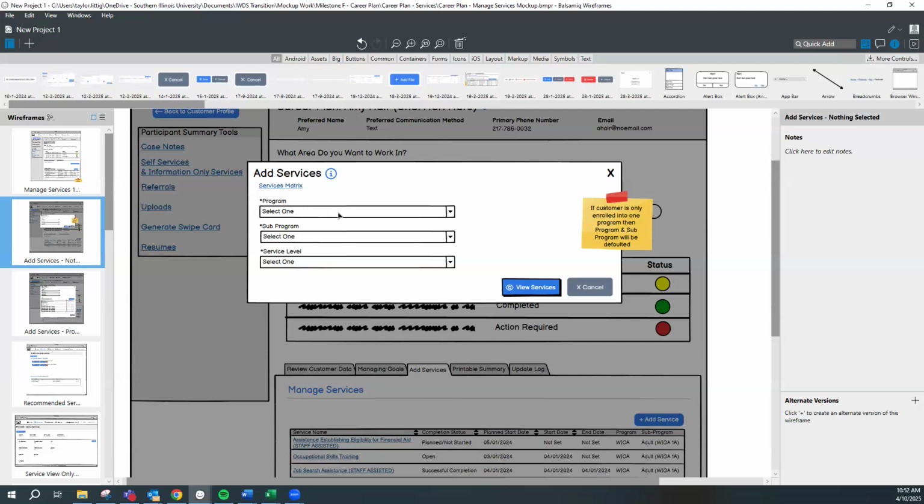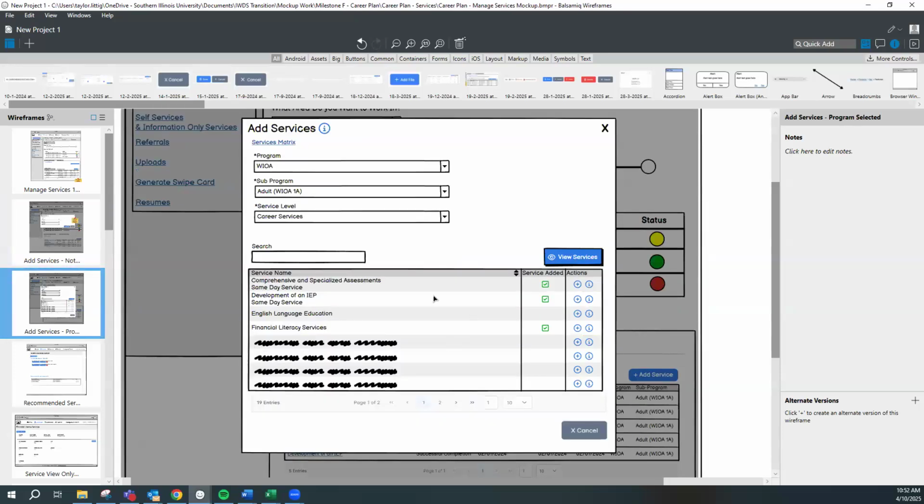Once you have these three items filled out, you'll click the View Services button, and it's going to expand the modal with a list of all of the services that are under these areas. So this example is for career services. So when you select career services, it's going to pull up the list of all the career services that a customer can receive. You'll have all the names in here.